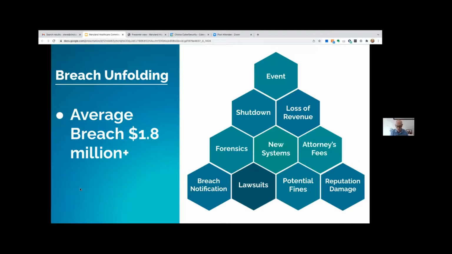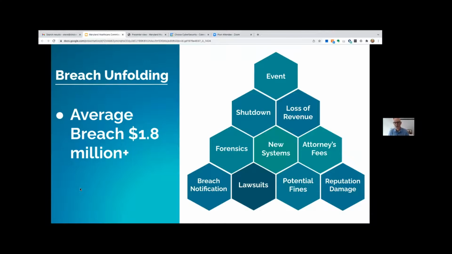Then there's lawsuits. Well, your employees can sue you if their social security number or their HR records get out. Then you have patients that can sue you if their records get out. Then you get an attorney that might have a class action suit if lots of records get out. Then you have potential fines. So we talked about HIPAA fines could be in the millions. We talked about state fines. We talked about PCI fines. So then you have these fines. And then after that, you could have reputational long-term damage.